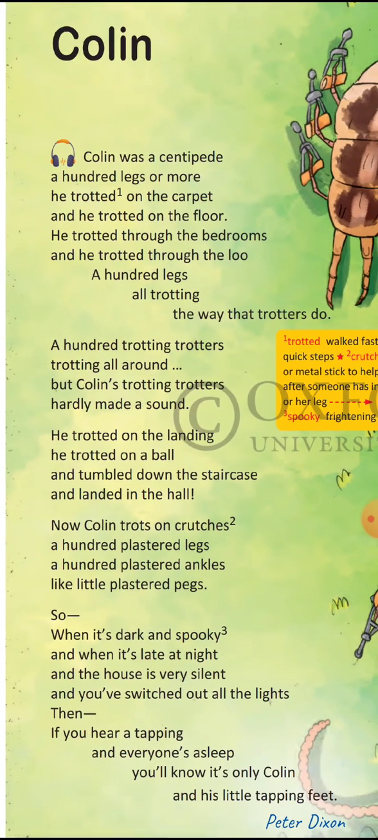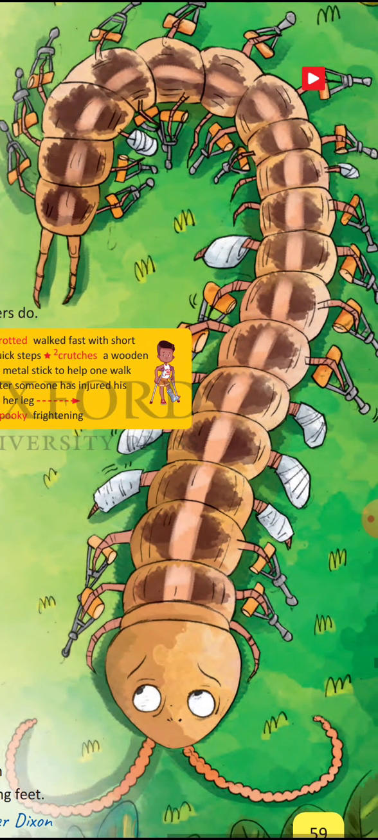So, what do you see in this picture, children? There's a creature. What is the color of this creature? It's brown in color. So, this is a centipede. What is a centipede? A centipede is a multi-legged creature which keeps on moving very quickly. It moves very fast. So, what is the name of this centipede? Colin.